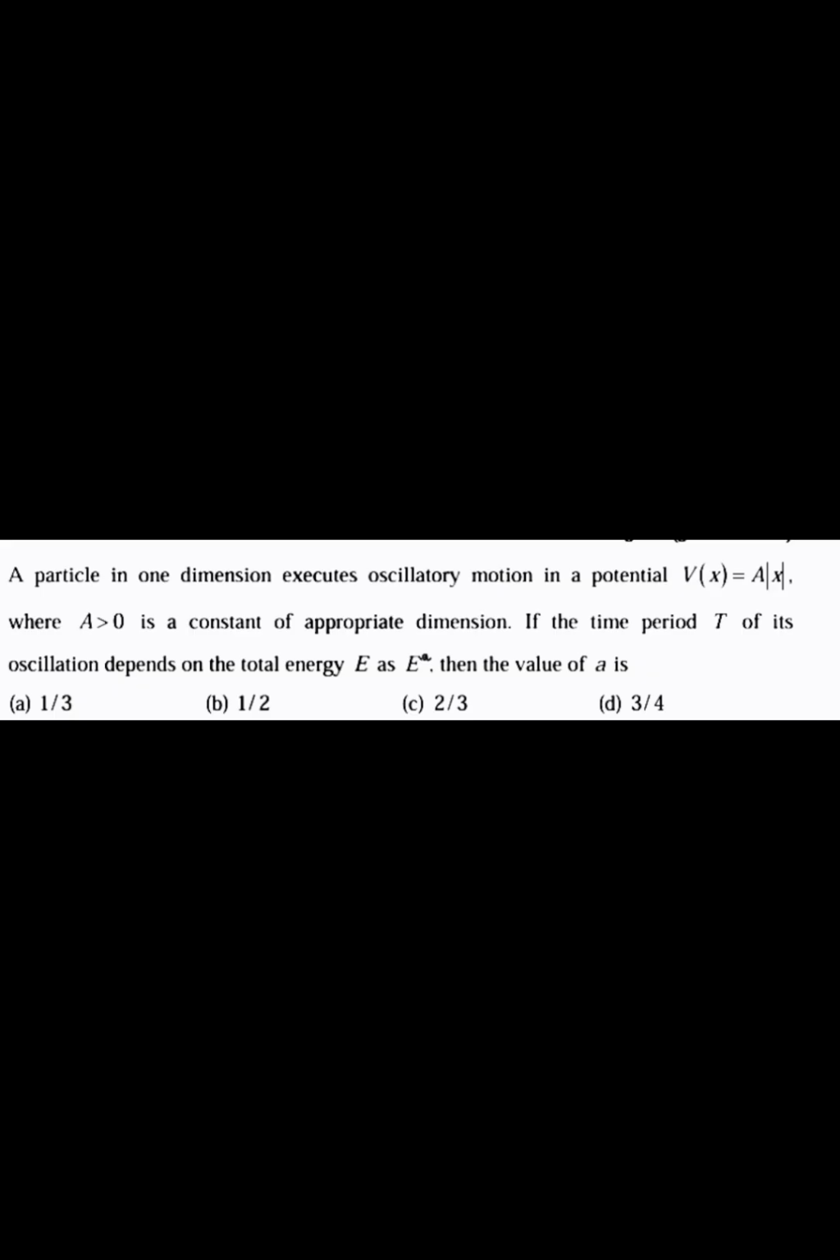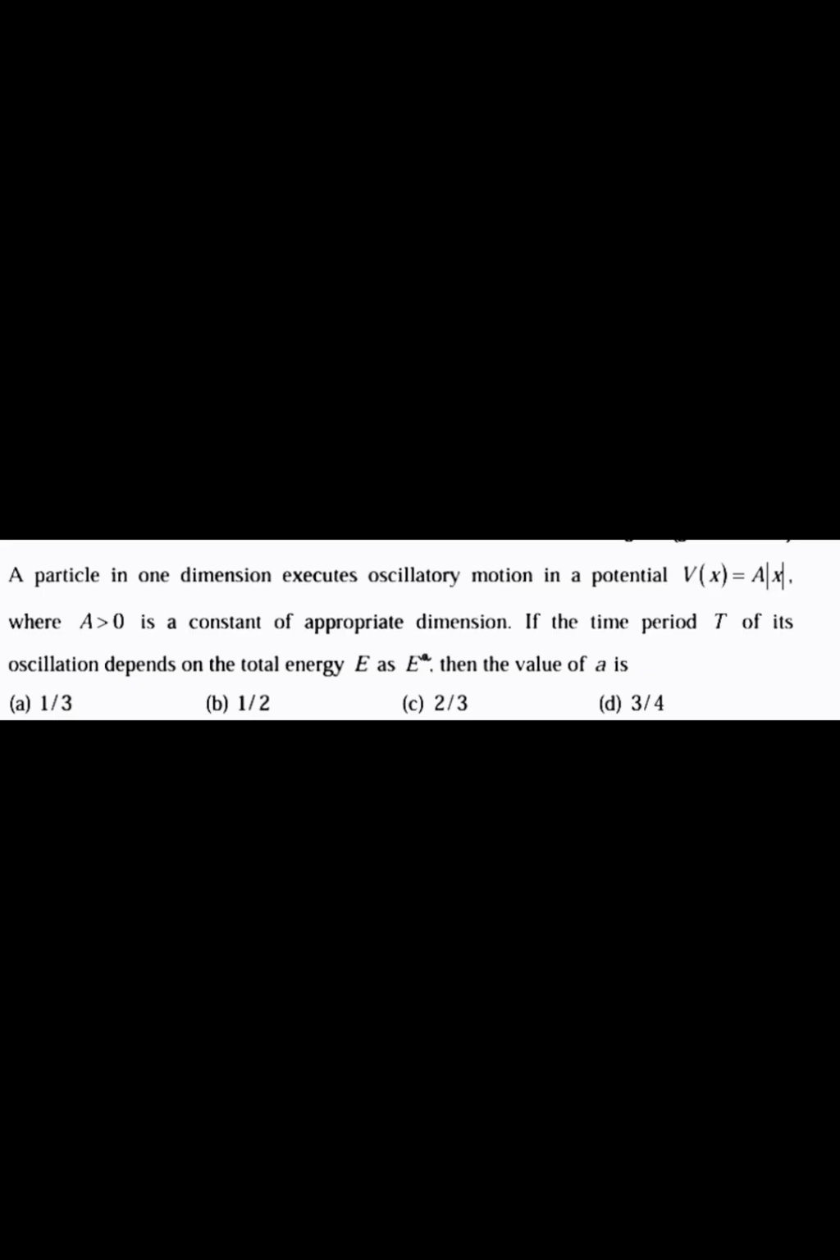Next question is, a particle in one dimension executes oscillatory motion in a potential V of x is equal to A into x, where A greater than 0 is a constant of appropriate dimension. If the time period T of its oscillation depends on the total energy E as E raised to a, then the value of a is dash. So here we need to find the power of E.